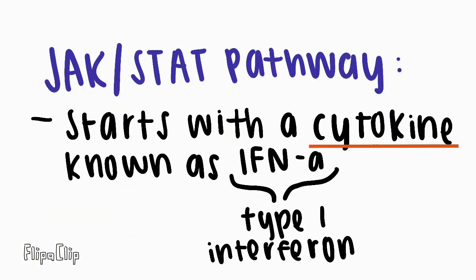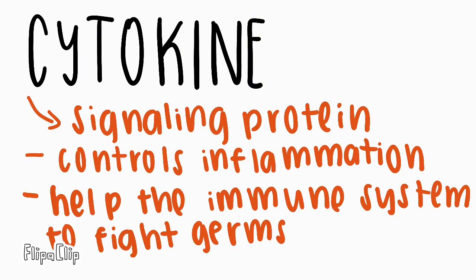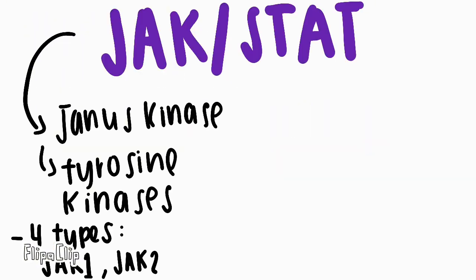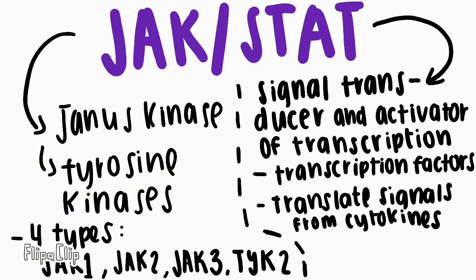This pathway starts with a cytokine known as IFN-A, type 1 interferon. A cytokine is a signaling protein that controls inflammation and helps the immune system fight off germs and infections. JAK stands for Janus kinase, which are tyrosine kinases, and there are 4 types: JAK1, JAK2, JAK3, and TYK2. Then, STAT represents signal transducer and activator of transcription.